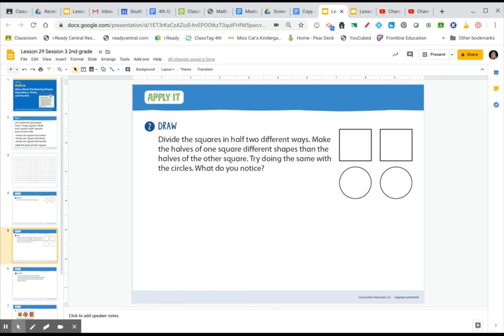Draw. Divide the squares in half, 2 ways. Make the halves of one square different shapes from the halves of the other square. Try doing the same with the circles. What do you notice? If you have a drawing tool, this is a great time to use your drawing tool. If you do not, no worries. You can skip this or just explain what you would do.